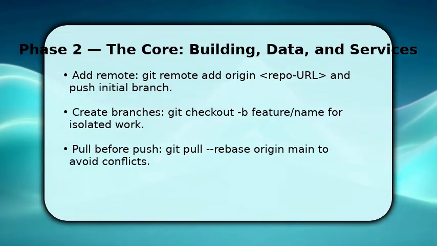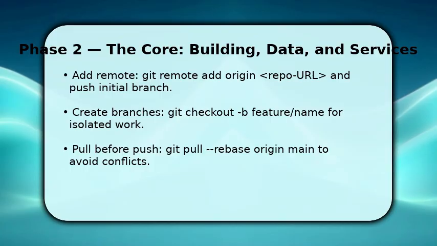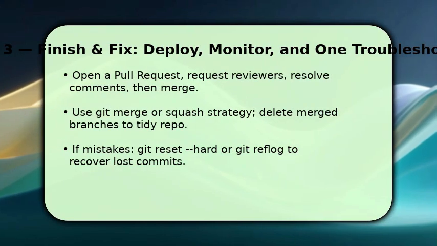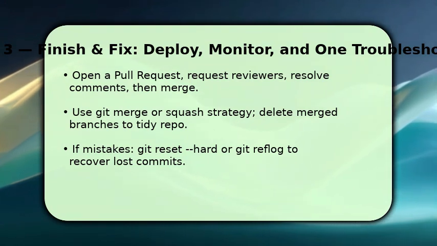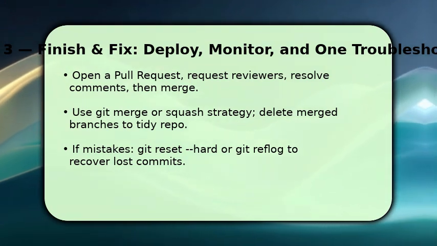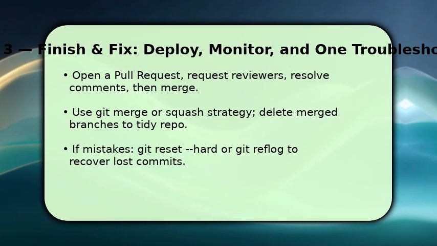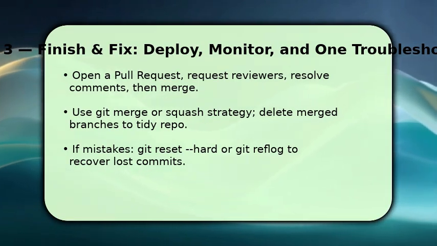Make sure to push your branch and open a pull request on GitHub. Finish by creating a clear pull request. Describe what changed, request reviewers, and address comments so the team accepts your work. Once approved, merge using the strategy your project prefers, merge commit or squash, and delete the branch to keep the repo tidy.